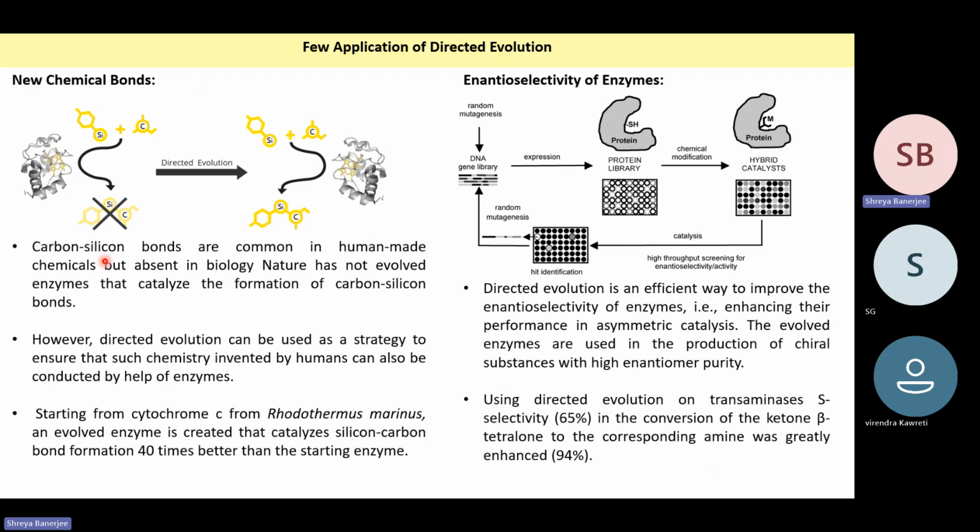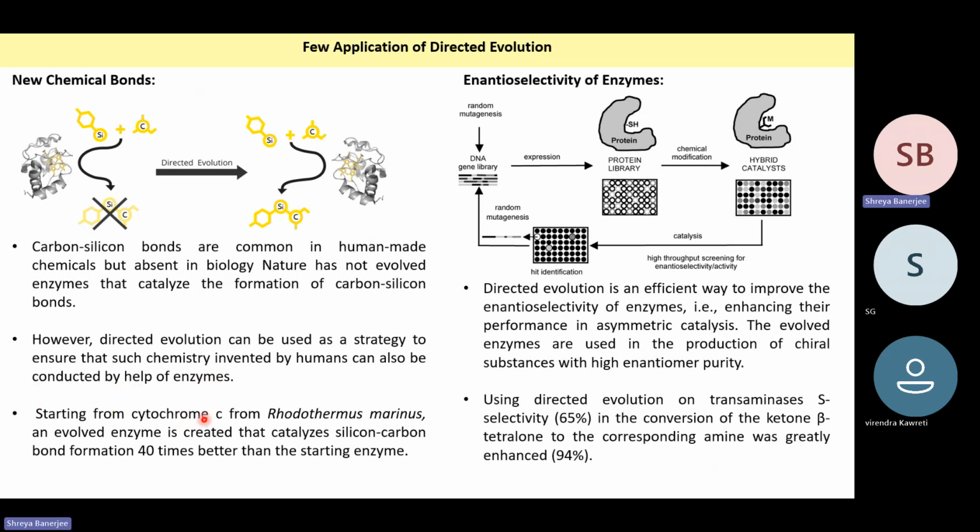Other applications of this site-directed evolution. One is catalyzing new chemical bonds. Carbon-silicon bonds are common in human-made chemicals, but they are absent in biology. Nature has not evolved enzymes that catalyze the formation of carbon-silicon bonds. But directed evolution can be used as a strategy to ensure that such chemistry invented by humans can also be conducted with the help of enzymes.